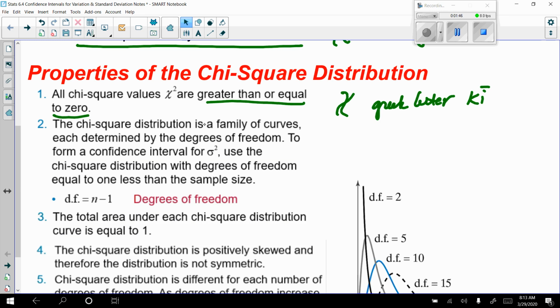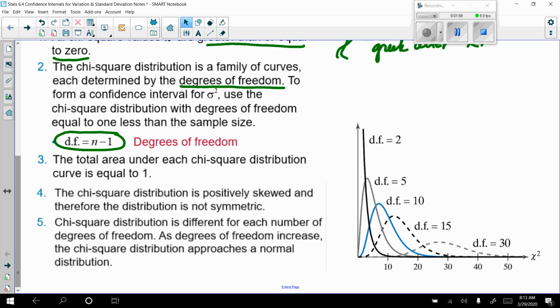We create a chi-square distribution family based on the degrees of freedom, similar to a t distribution, where the degrees of freedom is equal to n minus 1. The total area underneath each chi-square distribution is equal to 1, just like other distributions. But here's a significant difference. The chi-square distribution is always positively skewed, so it's skewed to the right. That means the longer tail is on the right.